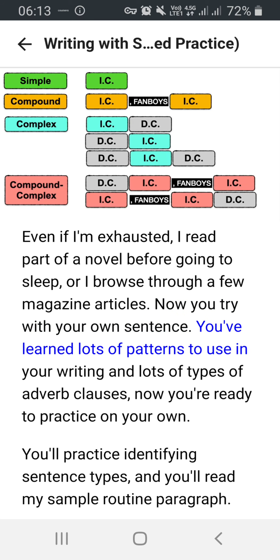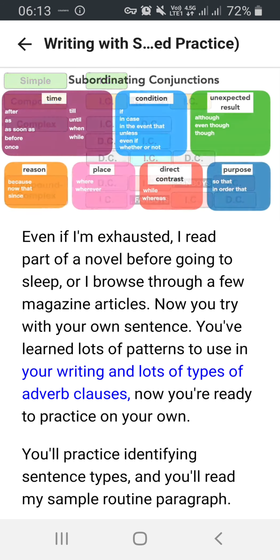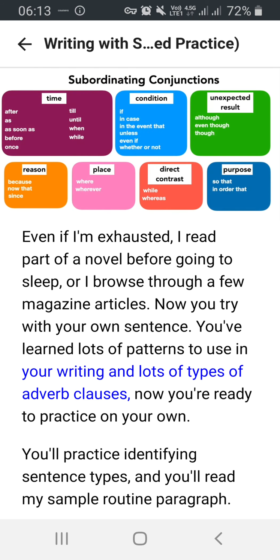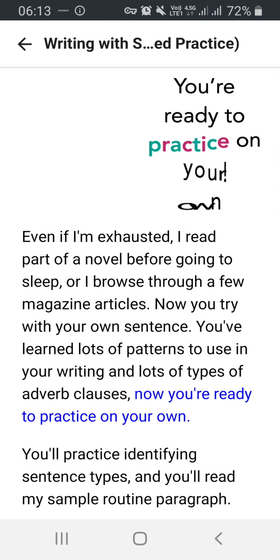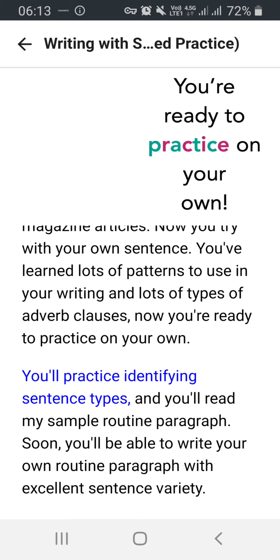Okay, you've learned lots of patterns to use in your writing, and lots of types of adverb clauses. Now you're ready to practice on your own. You'll practice identifying sentence types, and you'll read my sample routine paragraph. Soon, you'll be able to write your own routine paragraph with excellent sentence variety.